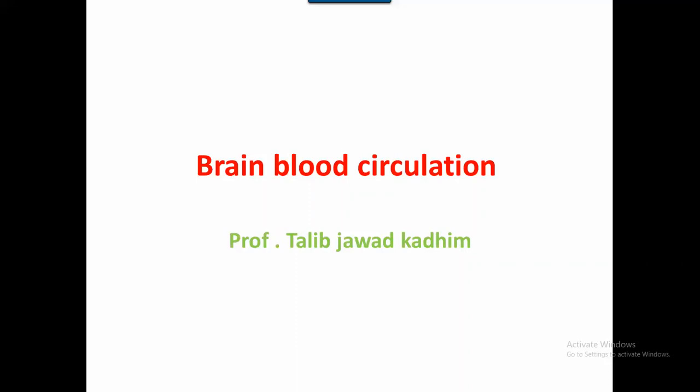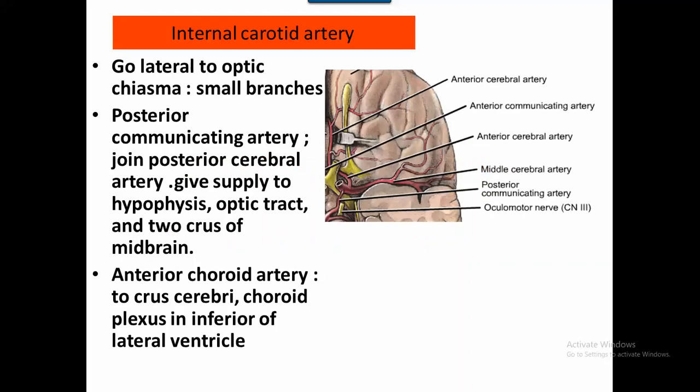The next structure we are going to study is the brain blood circulation. Now, one of the main branches or arteries supplying the brain is the internal carotid artery. You know, it enters the cranial cavity.